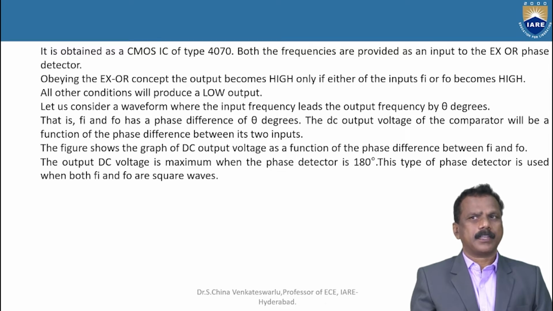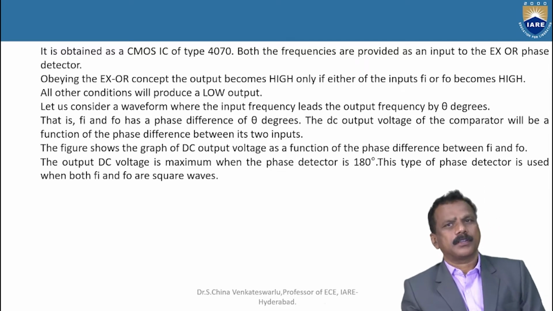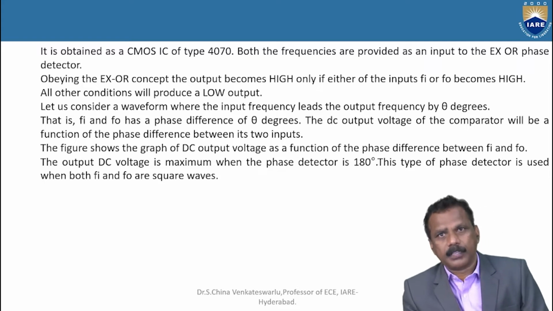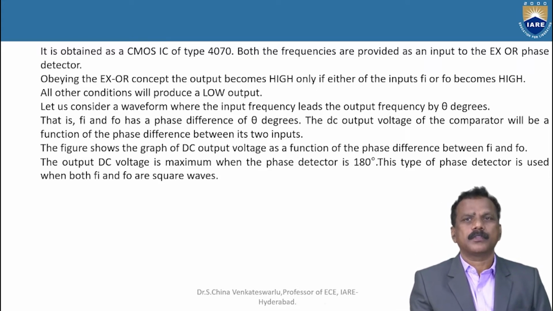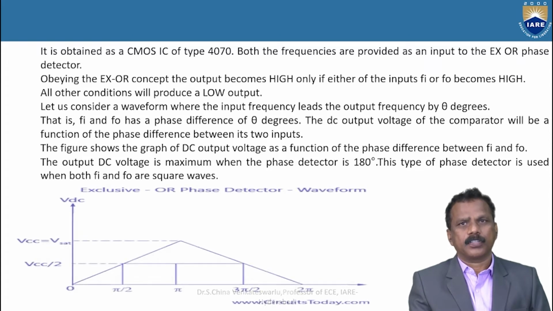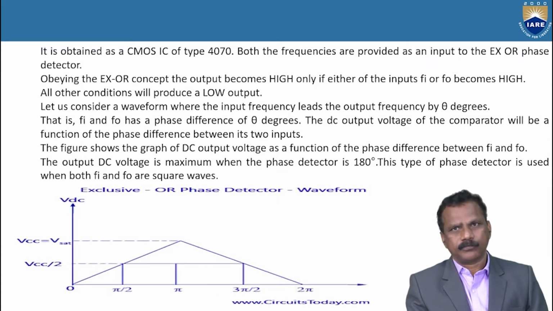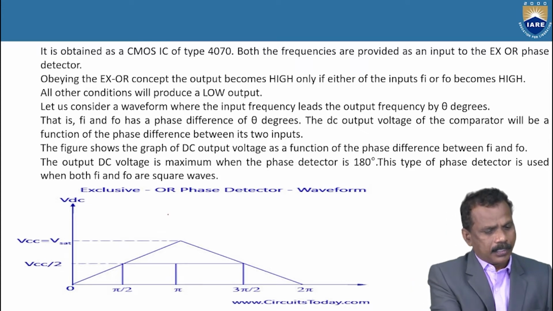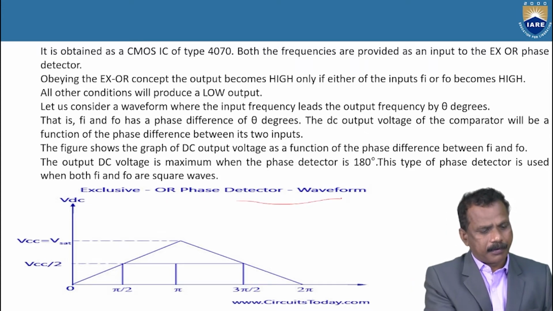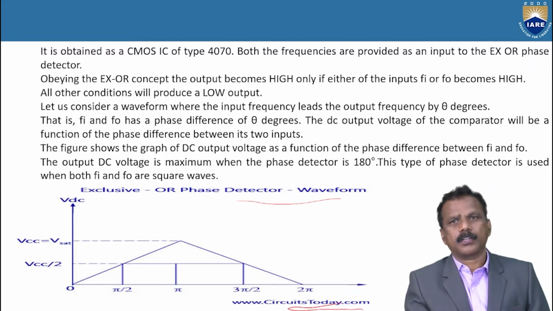This type of phase detector is used when both Fi and F0 are square waves. Within this, we can observe the exclusive OR phase detector waveform, and due to this, we can observe the output response.